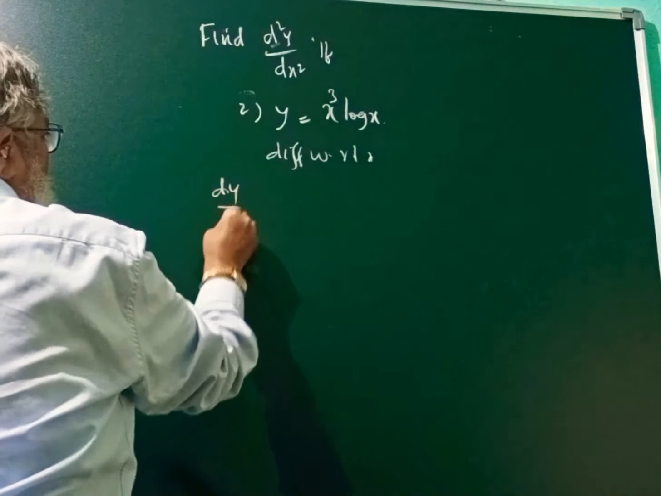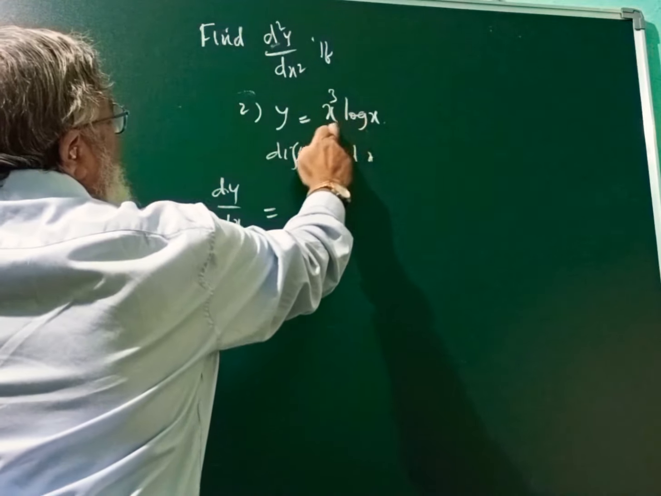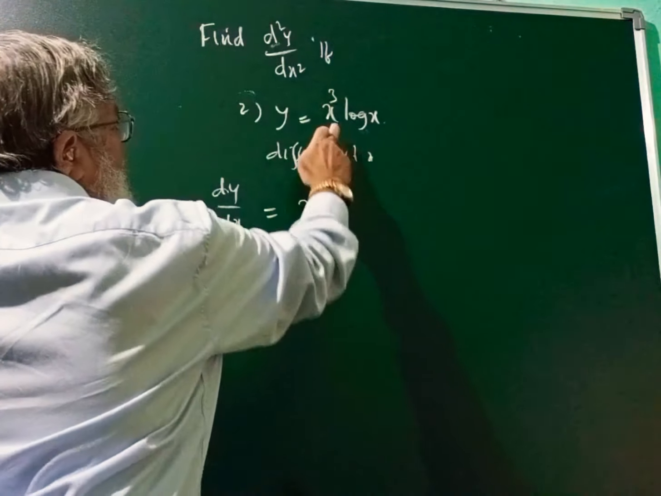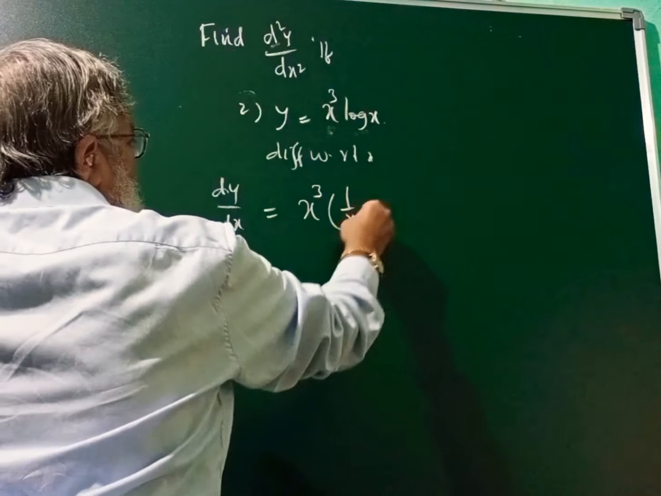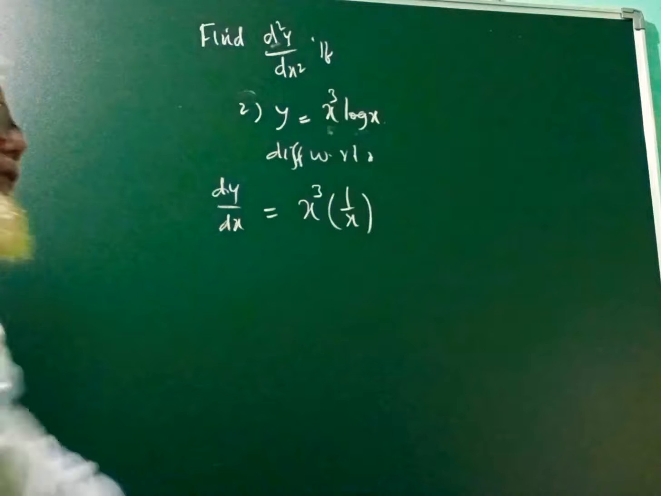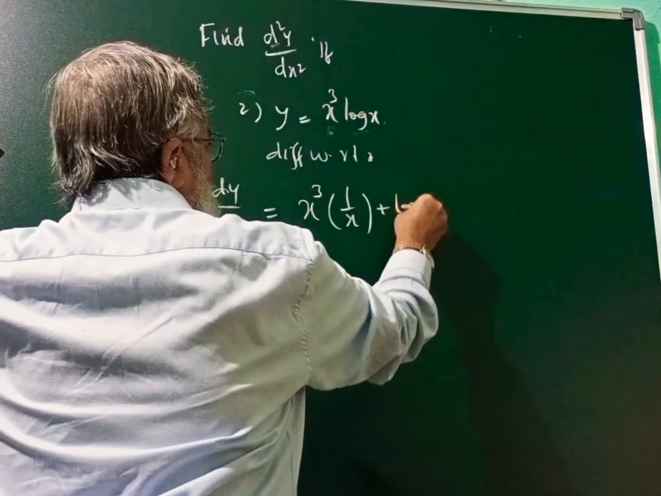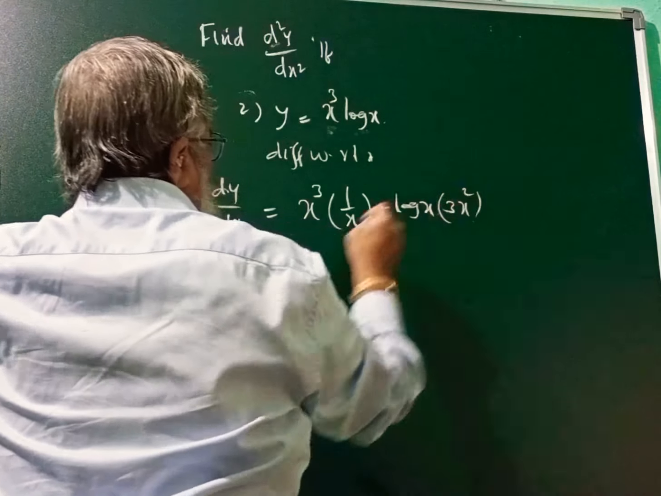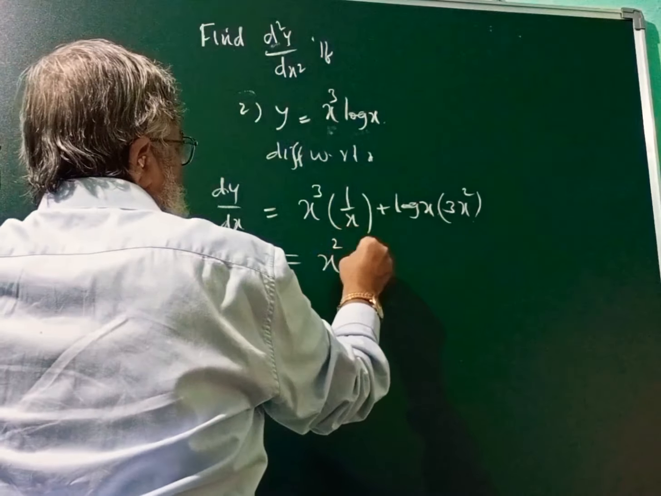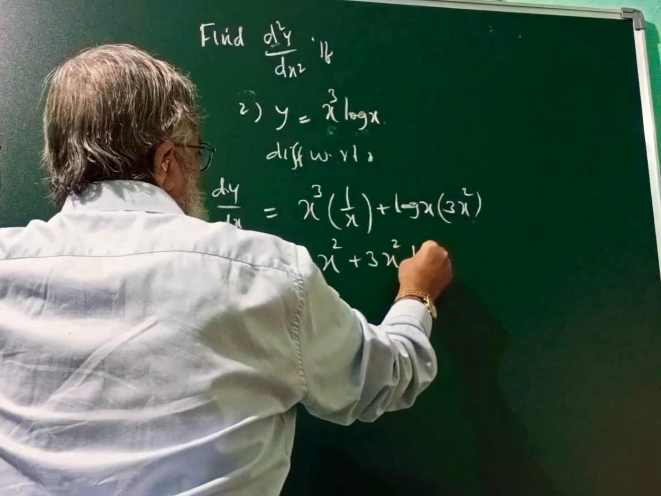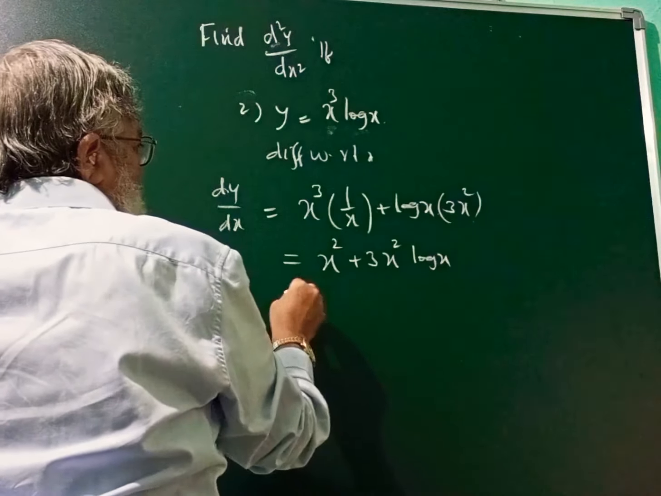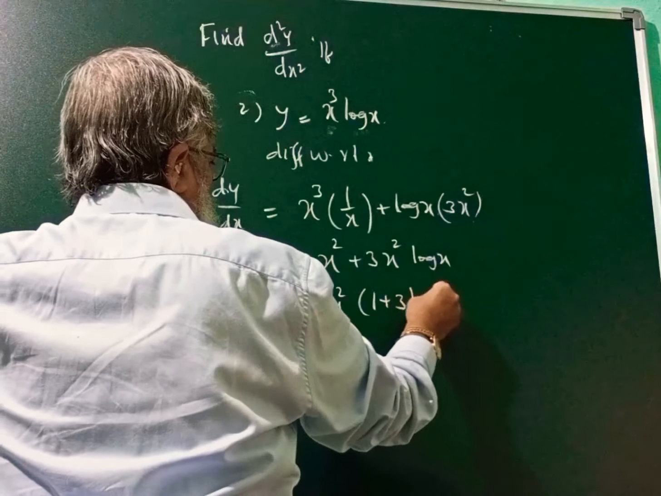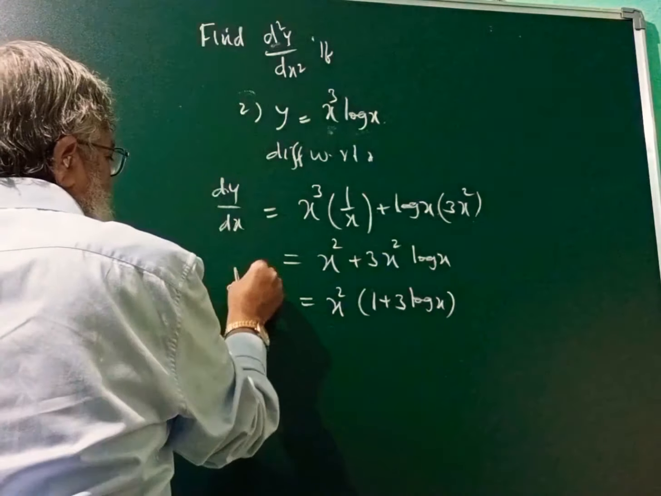dy by dx. Here now you see it is a product rule. To differentiate it we have to apply the product rule. First function as it is, differentiation of log x, that is 1 by x, plus second function as it is, differentiation of first function, that is 3x square. Or we can write this as x square plus 3x square log x, or you may take x square common, it is x square into 1 plus 3 log x. This is the first differentiation.